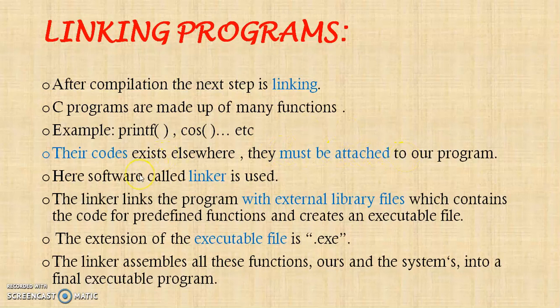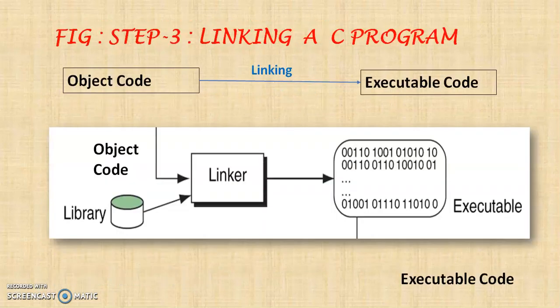Here a software plays a key role called the linker. It is used to link up all the code present in the C library, called external libraries. That code is now linked to our program, and the extension of this executable file will be .exe. So the linker links the program with external library files which contain the code for predefined functions and creates an executable file, known as an .exe file, and the linker assembles all these functions, ours and the system's, into a final executable file.